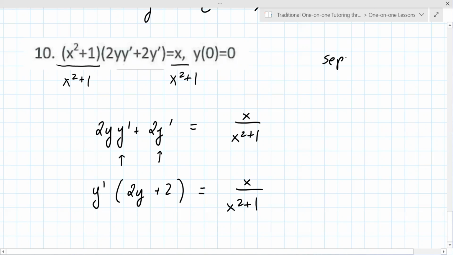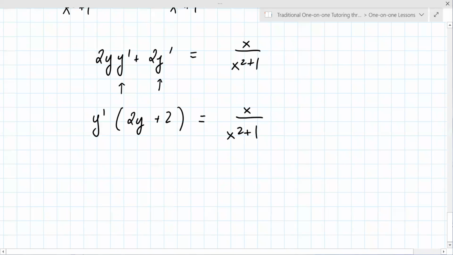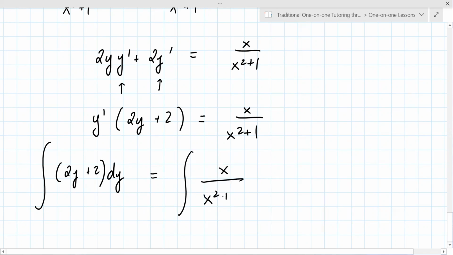I mean, these are all separable differential equations, which means there is a way, there is a path. It's not impossible. So this is dy dx, but by convention we usually put the dy after the thing, the whatever is here over here, this function, and then the dx will move over here, so it's integral x over x squared plus 1 dx.